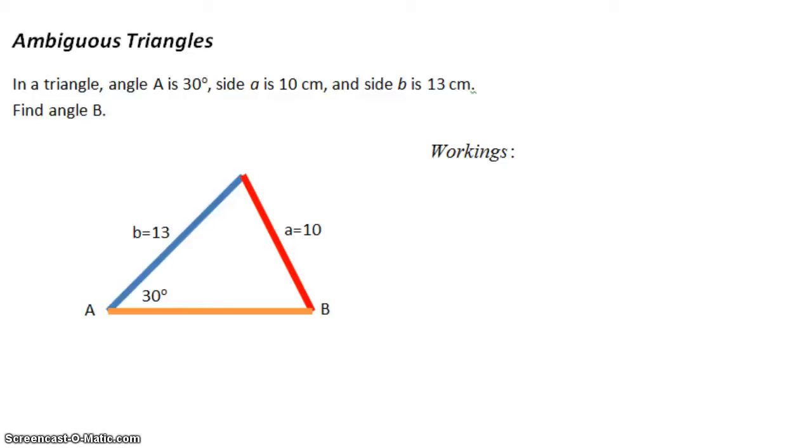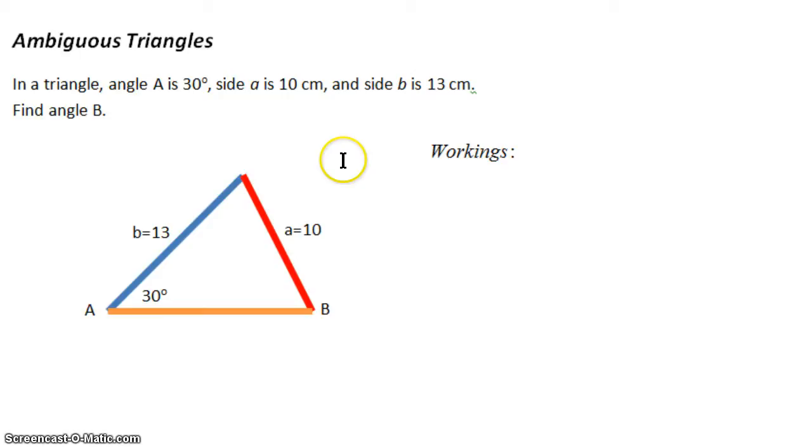Hi. In the previous video, we talked about ambiguous triangles, and we understand that it is possible to have different sketches of the triangle, and both triangles would fulfill the conditions given to us. Okay? So in this video, we will actually solve the problem.